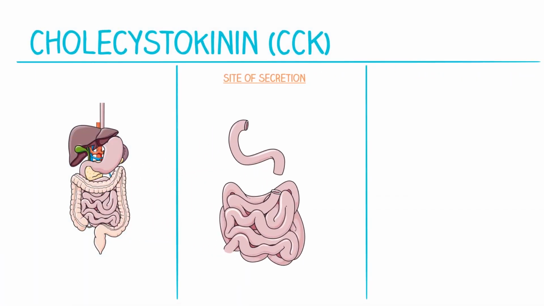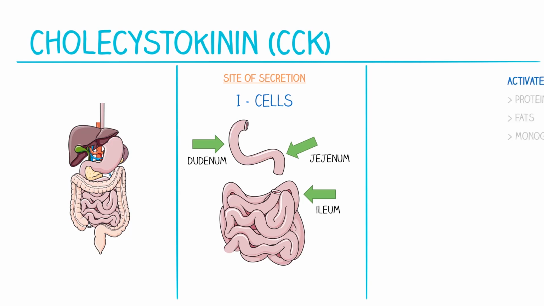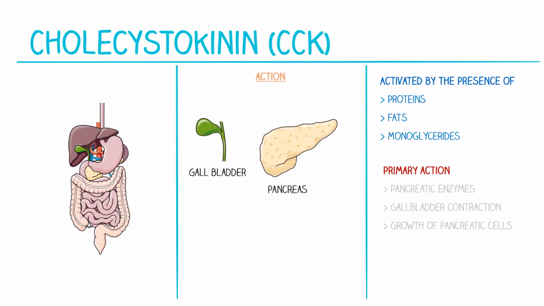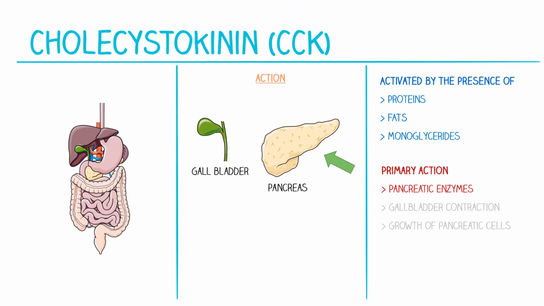Next is the cholecystokinin, which is secreted by the I cells of mucosa of duodenum, jejunum, and ileum. Its secretion is stimulated by the presence of proteins, fats, and monoglycerides in the intestine. Cholecystokinin stimulates the secretion of pancreatic enzymes and bicarbonates. This hormone stimulates the contraction of gallbladder and thereby releases bile into duodenum. As you know, bile is important in the digestion and absorption of fats. This hormone also stimulates the growth of pancreatic cells.